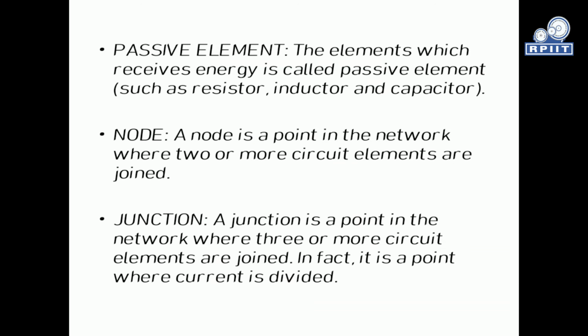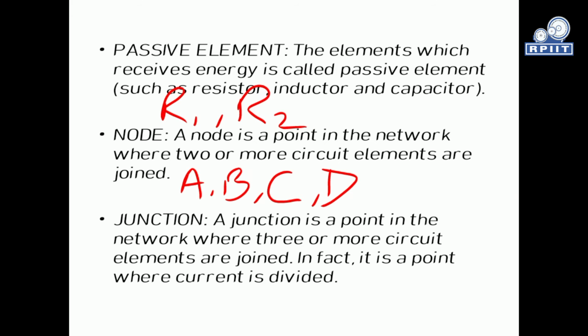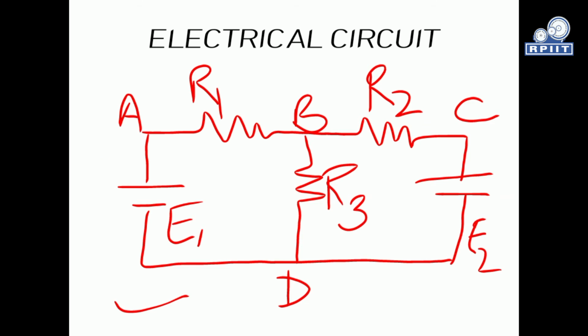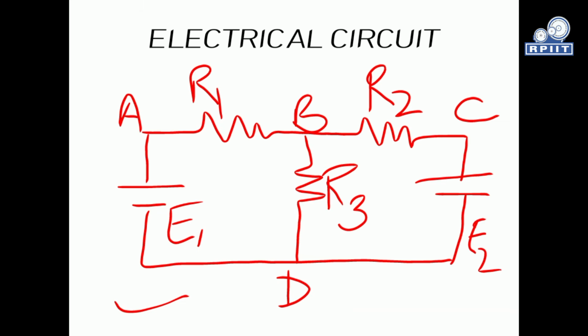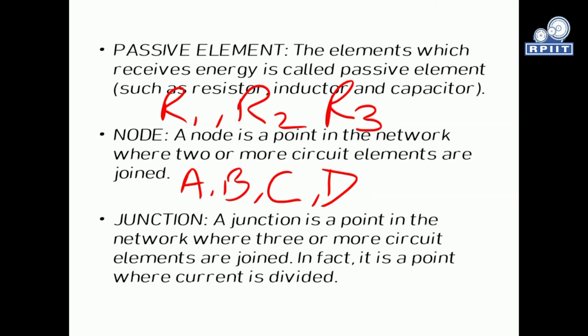So A, B, C and D are called nodes. Passive elements are R1, R2 and R3, and the active elements are E1 and E2. Now these are called nodes.